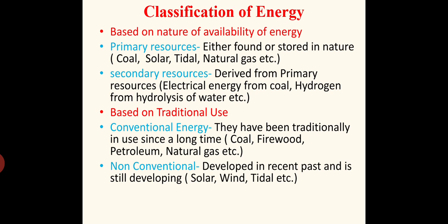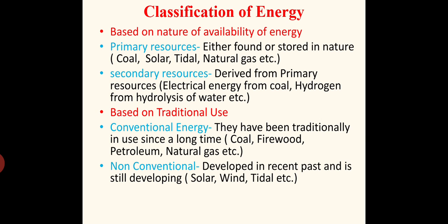Example, coal. Coal we are directly getting from the natural reserves. Solar energy is directly available. Tidal energy, natural gas, etc. are directly available. So that is what is known as primary sources. And coming to the secondary resources, these types of energies are derived from primary resources. If conversion is taking place to another form of energy, then it is what is known as secondary resources. The energies derived from primary resources are known as secondary resources.